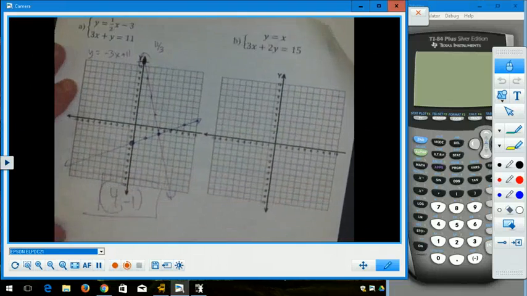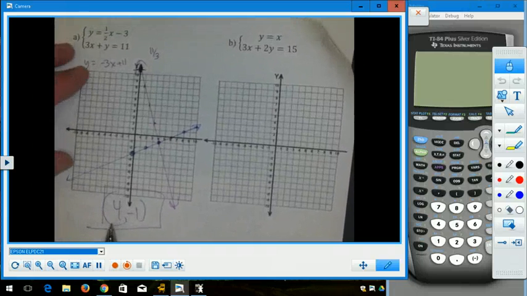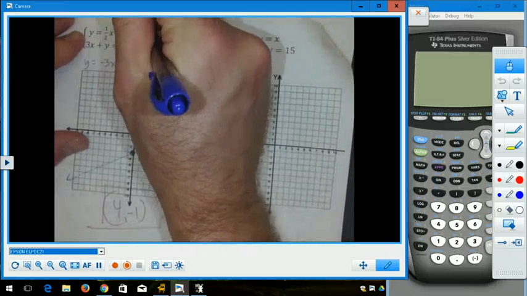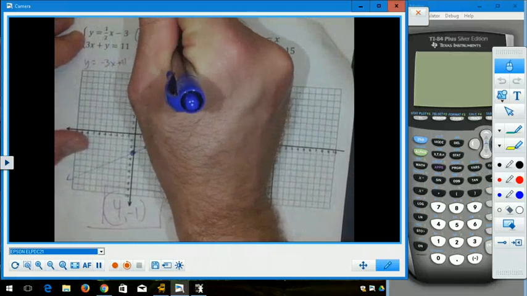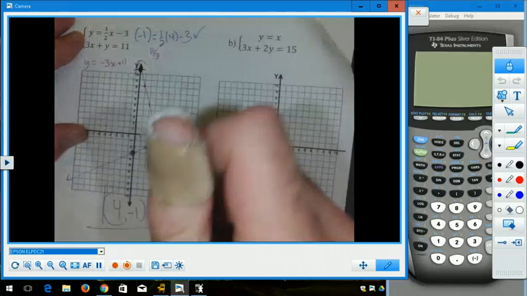That's the solution to the system of equations. Now I do have to check my answer by plugging it back in. So -1 gets plugged in for y. So is -1 equal to 1/2 times 4 minus 3? Well, that's 2 minus 3, which is -1.